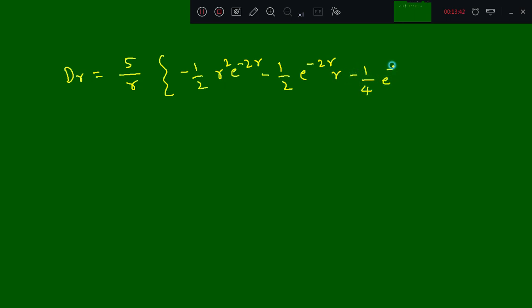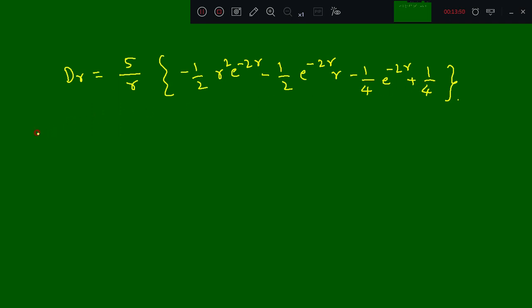So that answer is here. If I equate that, you are going to get dr is equal to 5u divided by r into minus 1 by 2 r square e raised to minus 2r minus 1 by 2 e raised to minus 2r into r minus 1 by 4 e raised to minus 2r plus 1 by 4. So this is the dr value.